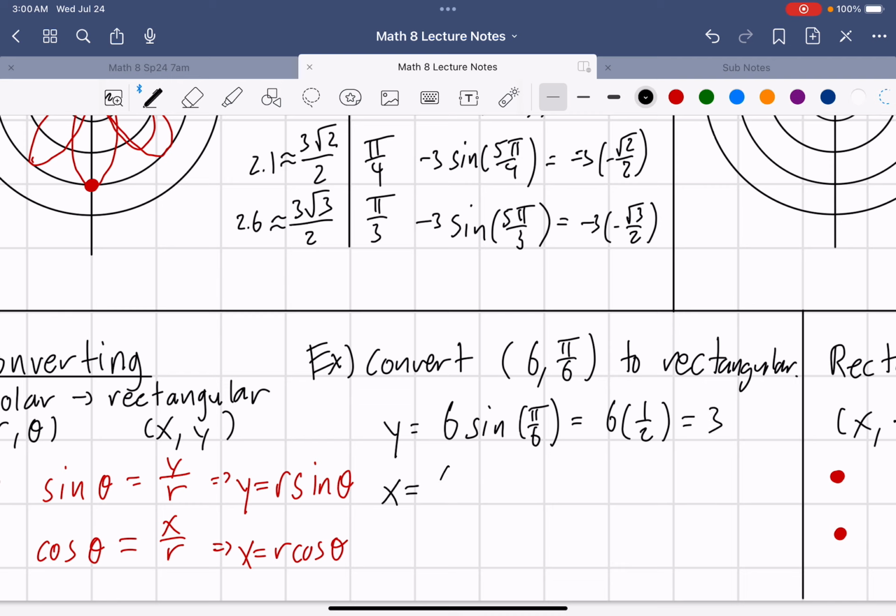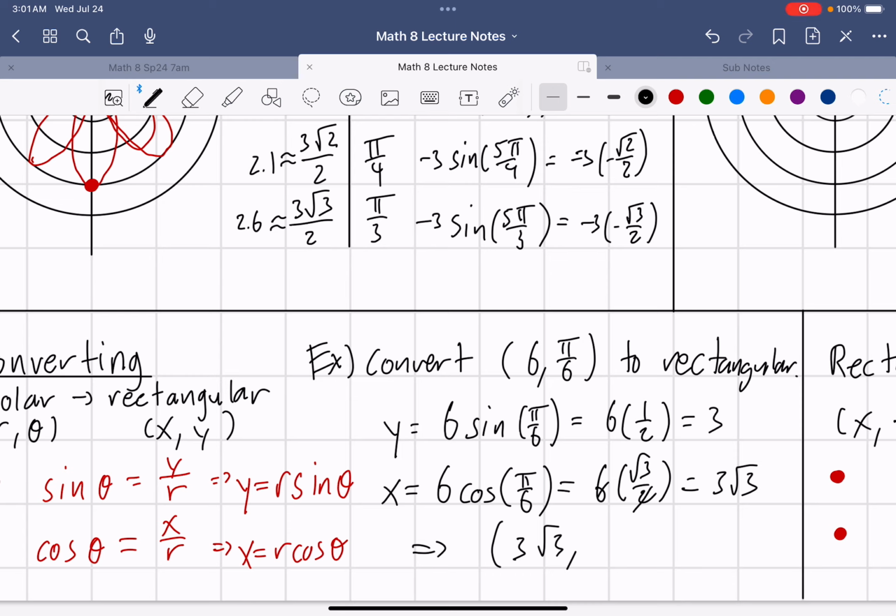For my x, it's going to be 6 cosine of pi over 6. And cosine of pi over 6 is going to be square root of 3 over 2. The 2 and the 6 will simplify and leave us with 3 square root of 3. So my final answer is x is 3 square root of 3 and y is 3.